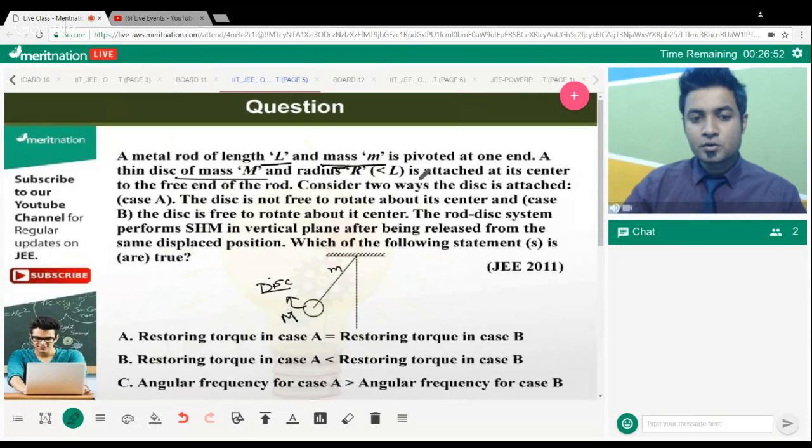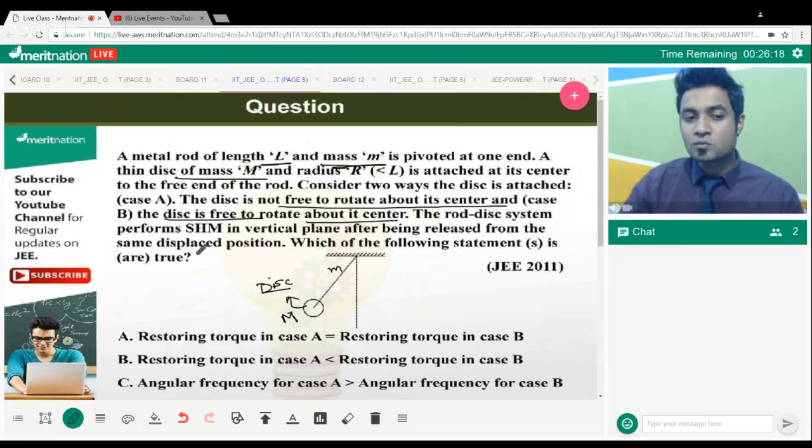The disc is attached at its center to the free end of the rod. This is the free end of the rod, and it is being attached here. Consider two ways the disc is attached. One is where the disc is not free to rotate about its center, so there is no rotation of the disc about its axis passing through the center. The other is where the disc is free to rotate about its center.